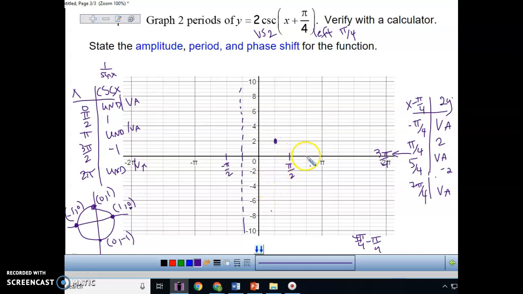3 pi over 4 is going to be your next vertical asymptote. That's going to be here. And then this is 4 pi over 4. This is 8 pi over 4. So in the middle we have 6 pi over 4, or the same thing as 3 pi over 2. So that means 5 pi over 4 will be here. There's a point there. And then my last one, oops, and a vertical asymptote at 7.